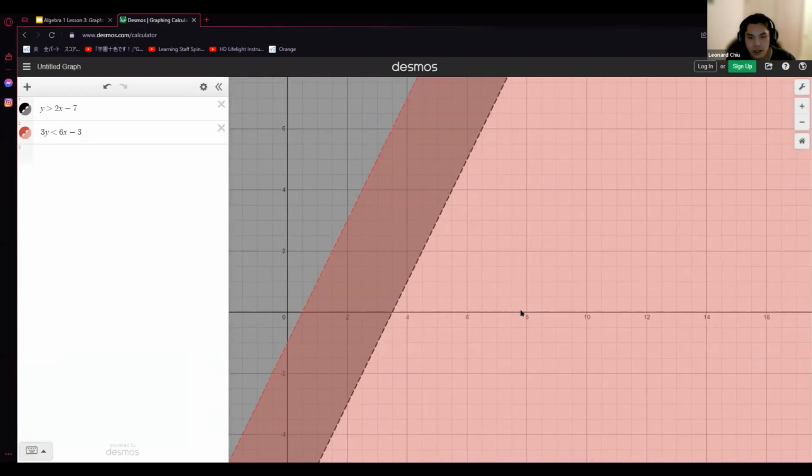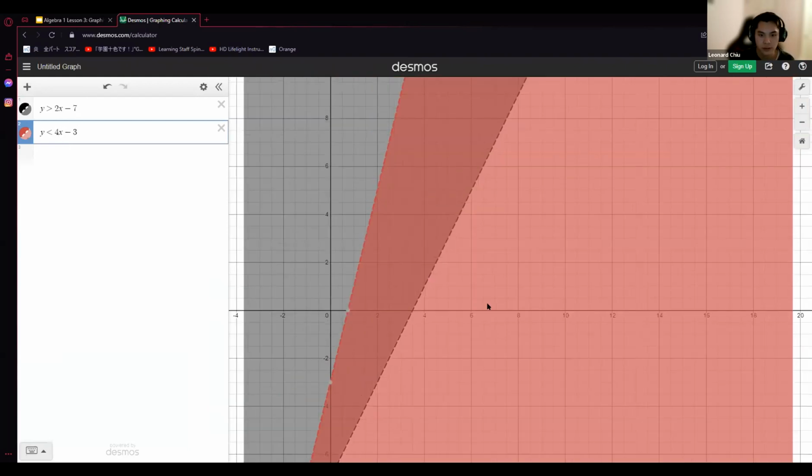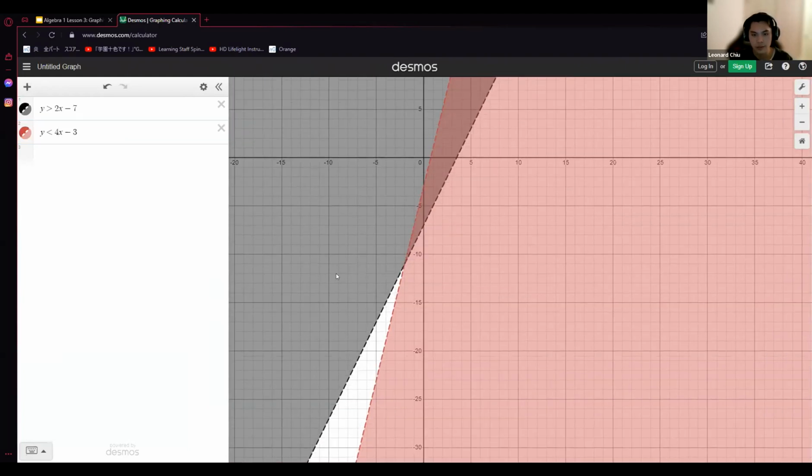So you can see the part where red and black overlap. That's going to be the solution to the equation. Actually, let's change up the problem a little bit. Let's make it a different slope. So like right here. See how there's white stuff here and then black, red, and then there's a mix right here? The mix of the two colors will be your solution. The black part is y is greater than 2x minus 7, and the red part is, I changed the equation, y is less than 4x minus 3.